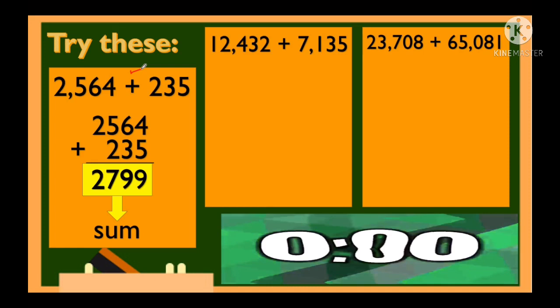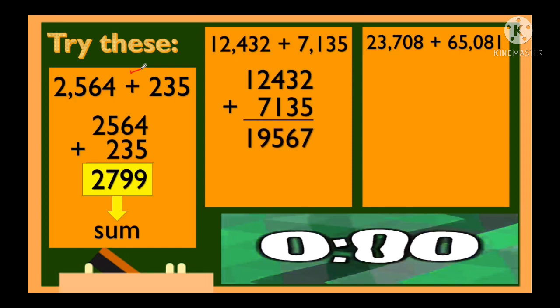How about the next one? We have 12,432 plus 7,135 equals, what is your answer here? Okay, very good. So our answer here is 19,567. Did you get it? Very good.